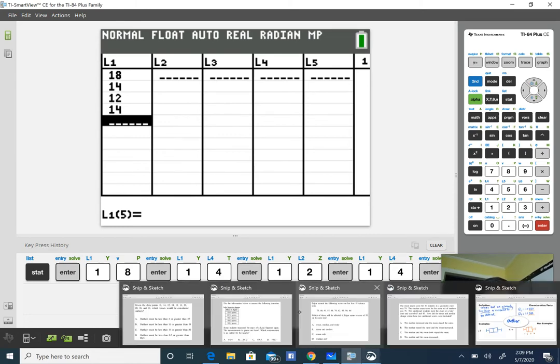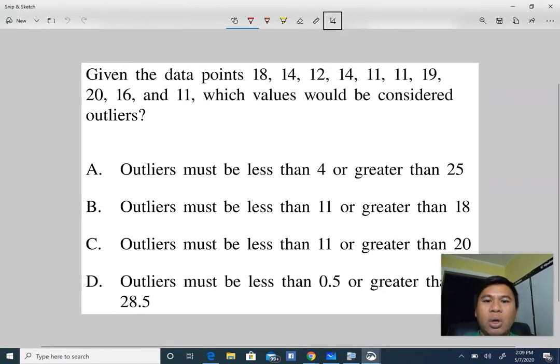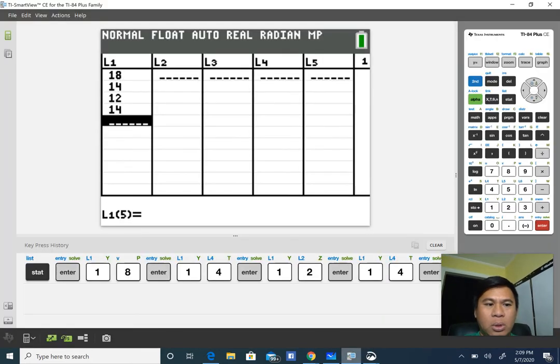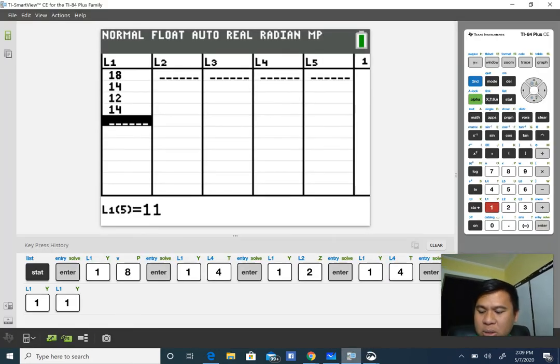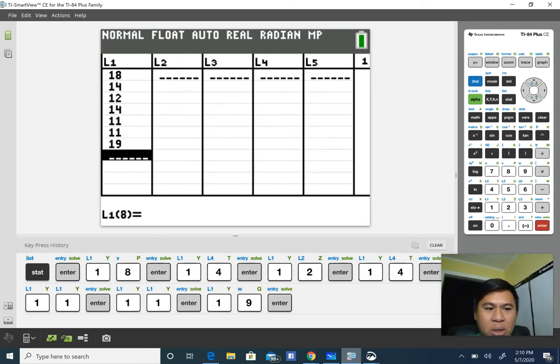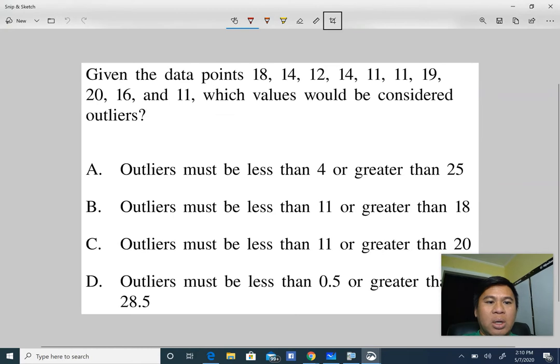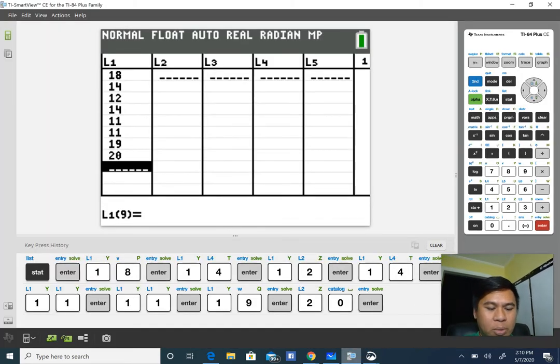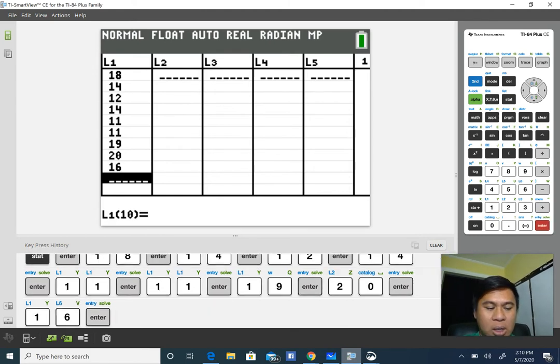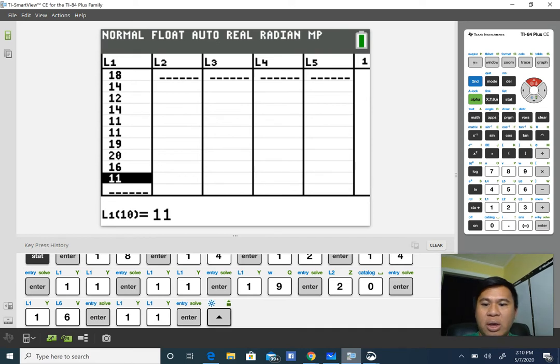Continuing with the rest, we have 11, another 11, 19, and a 20. And the last few will be 16 and 11. As you may see, we have 10 data points there.